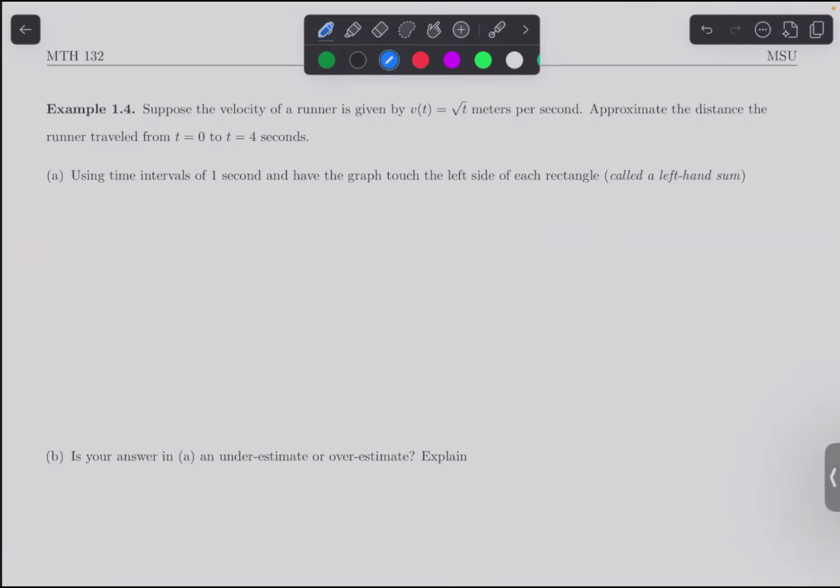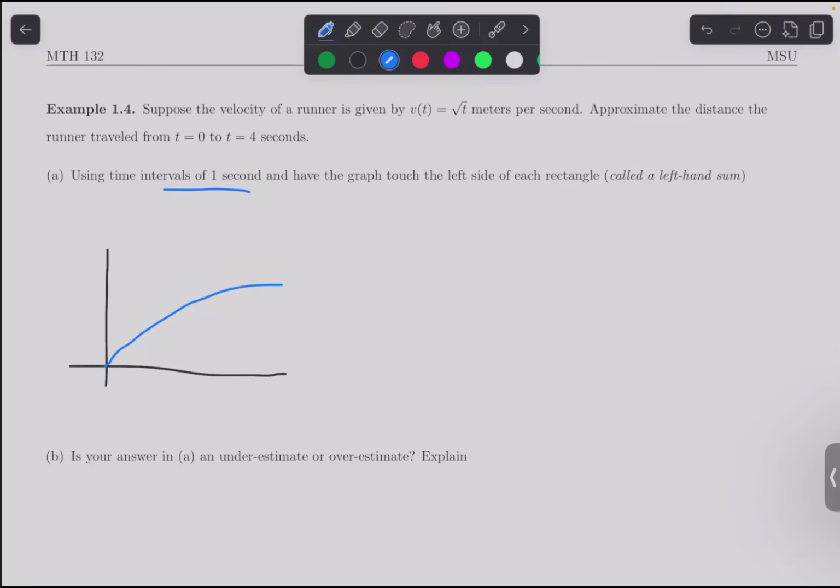And so suppose the velocity is given by this equation, square root of t, and this time it's meters per second. Approximate the distance the runner traveled from t equals 0 to t equals 4 seconds. And we're going to use time intervals of 1 second and have the graph touch the left-hand side of each rectangle. So this is going to be called a left-hand sum. Even though a graph was not given to me, of course, one option that I have is that I could choose to make a graph. So I'm going to go ahead and make a graph here.